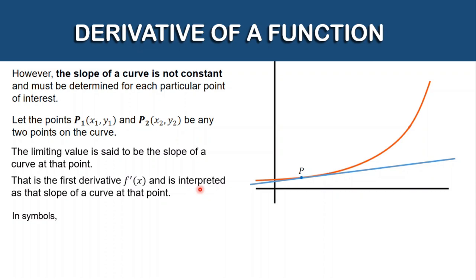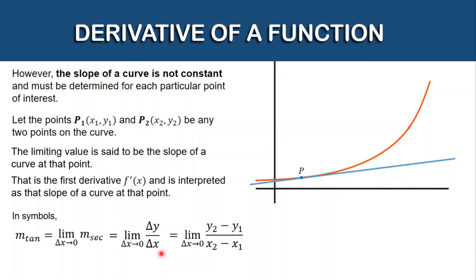In symbols, this is the slope of our tangent line. This is equivalent to the limit of the slope of the secant line as delta x, or the change in x in our run, is approaching 0. Or in another symbol, we can write this as the limit of delta y over delta x as delta x approaches 0. And for another symbol, we can write this as the limit of y sub 2 minus y sub 1 all over x sub 2 minus x sub 1 as delta x approaches 0.